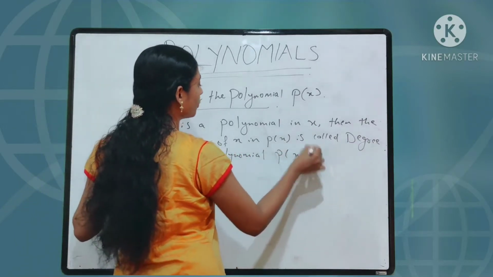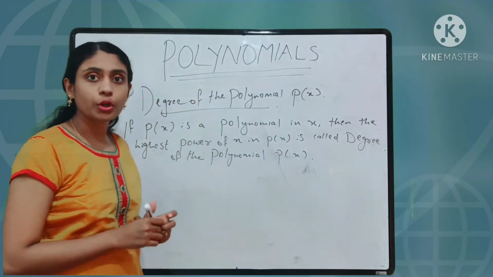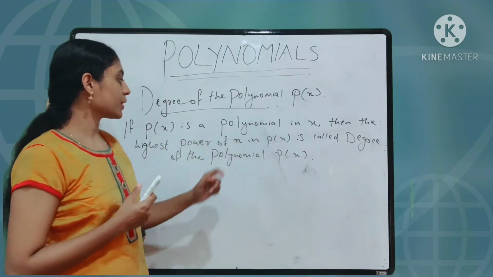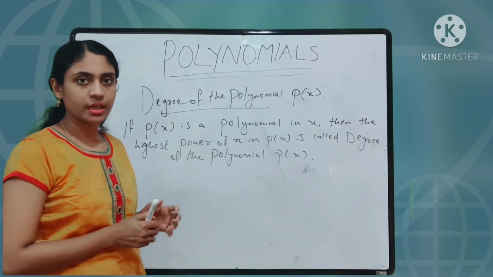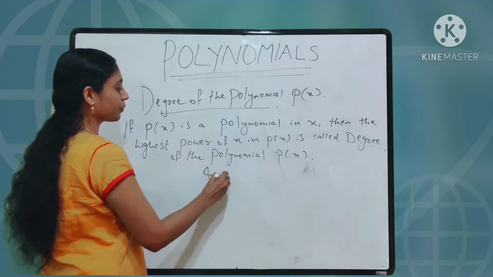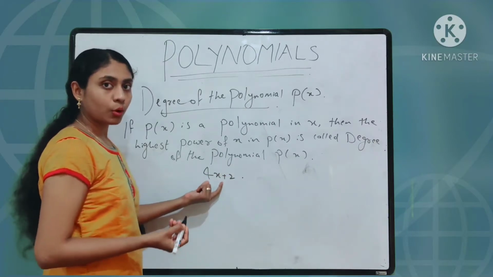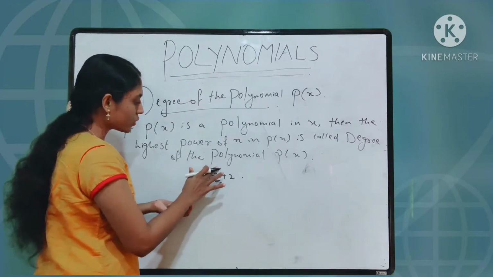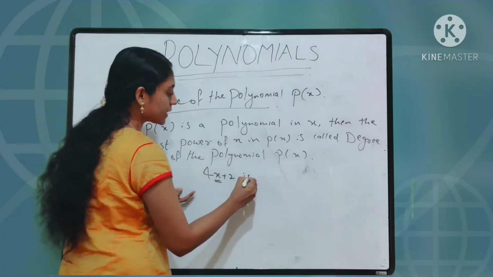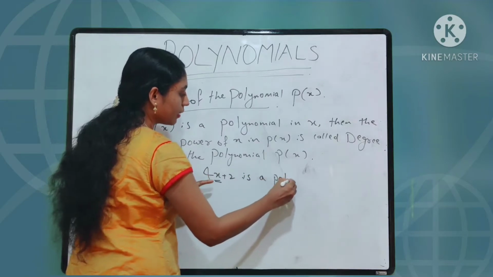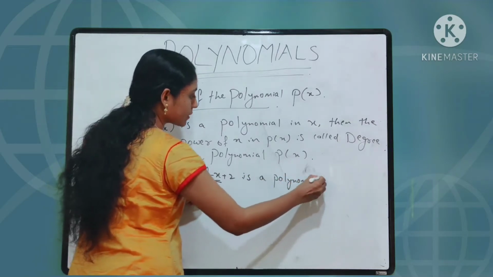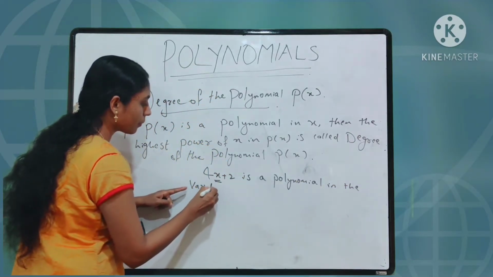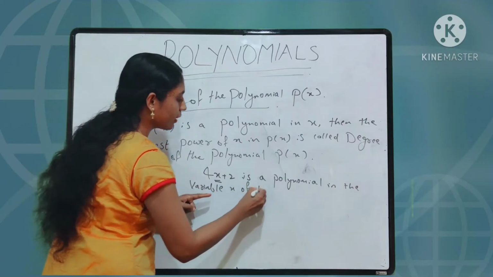So what is degree of the polynomial P of x? If P of x is a polynomial in the variable x, then the highest power of x in P of x is called the degree of the polynomial P of x. For example, 4x plus 2. 4x plus 2 is a polynomial in the variable x of degree 1, right? x means x raised to 1, right? So what we can write? 4x plus 2 is an example of a polynomial in the variable x of degree 1, right?